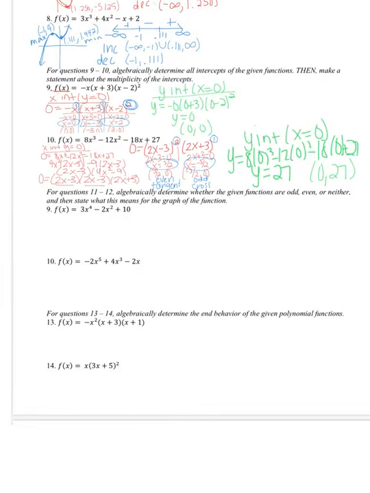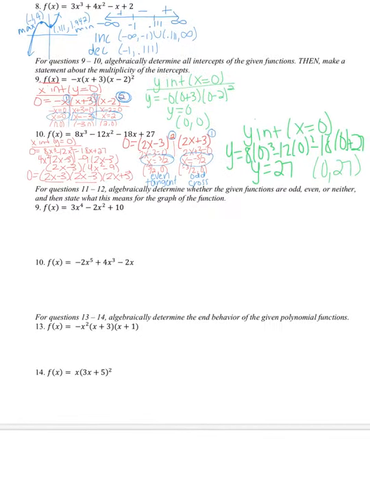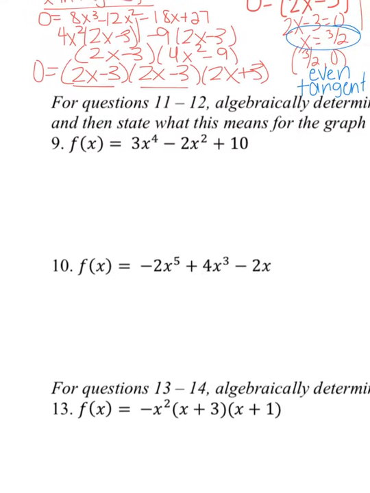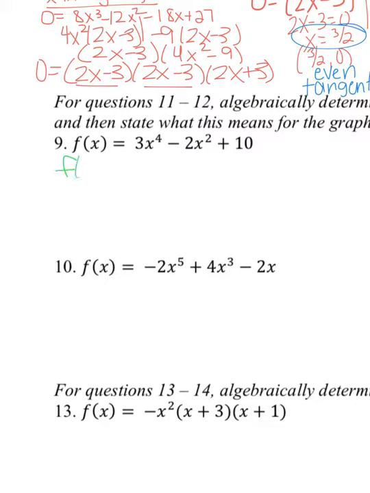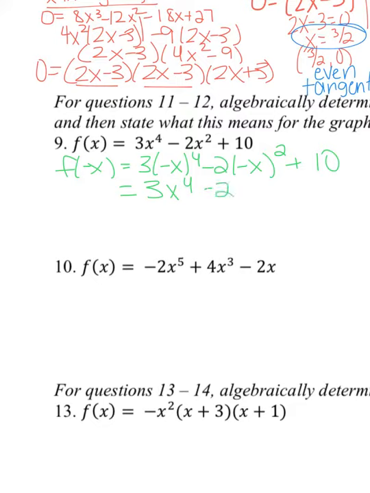Okay? Numbers 11 and 12, algebraically determine whether the functions are even, odd, or neither, and state what this means for the graph. So even, odd, or neither, that's when you plug in negative x. So for number 9, when I plug in negative x, I get 3 times negative x to the fourth minus 2 times negative x squared plus 10. Negative x to the fourth, the negative ends up canceling out, so this is 3x to the fourth. Negative x squared becomes positive x squared, so this is also negative 2x squared. Then you still have the plus 10 on the end.